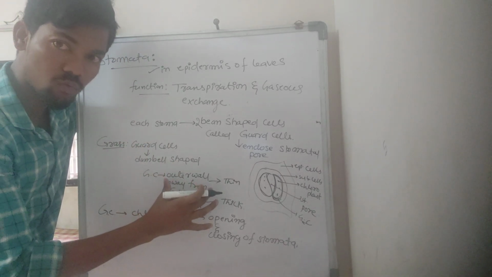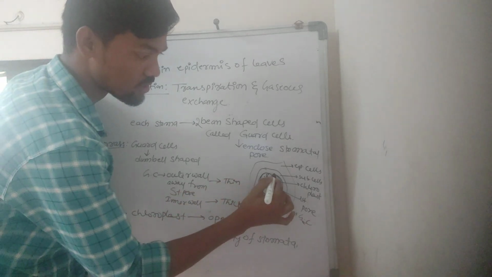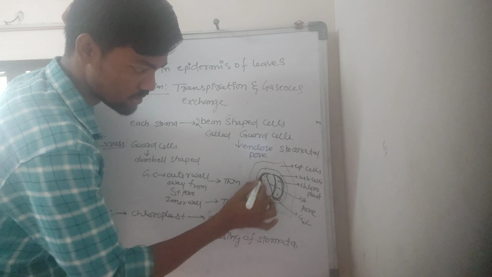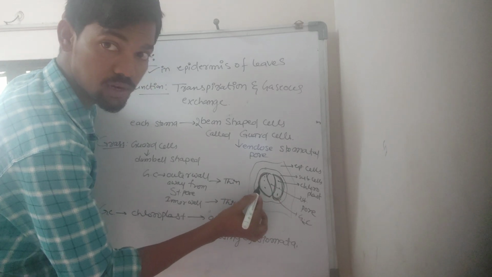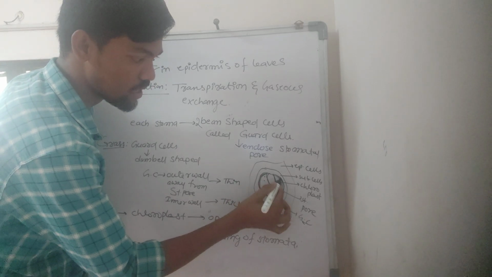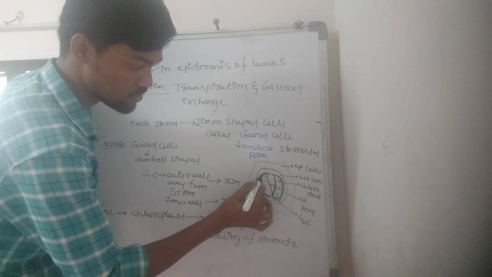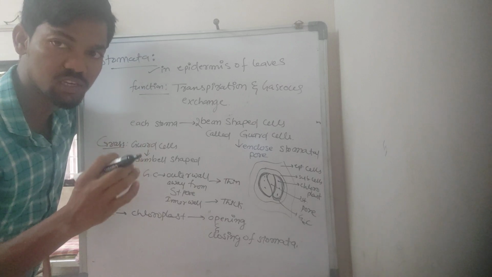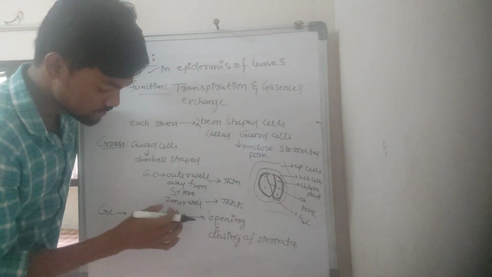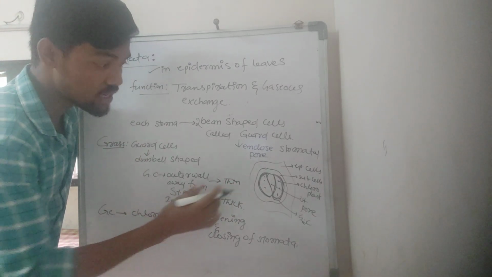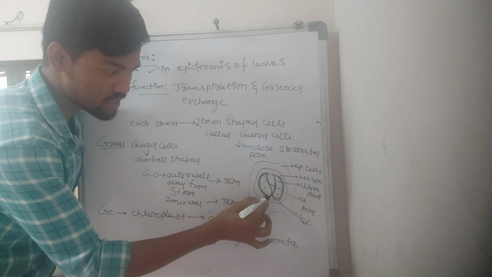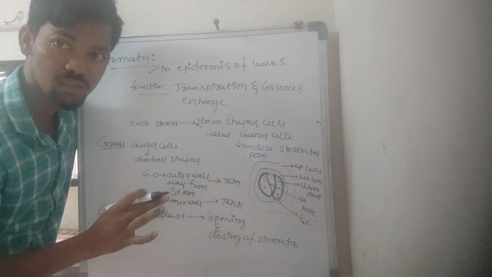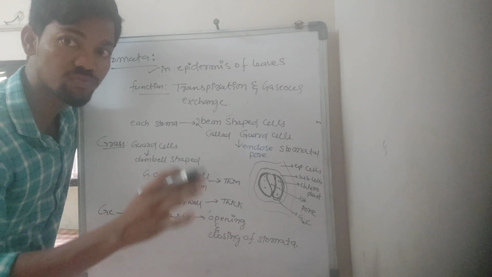This is the guard cell outer wall, which is away from the stomatal pore. These walls are thin, not very thick. But the inner walls, nearer to the stomatal pore, are made of a thick layer.